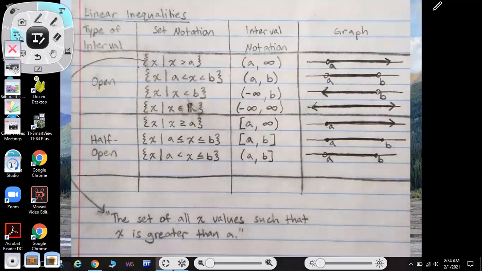Why did you put a parenthesis on the A? Because we just have a greater than symbol. X is greater than. There's not an or equals to on that one.